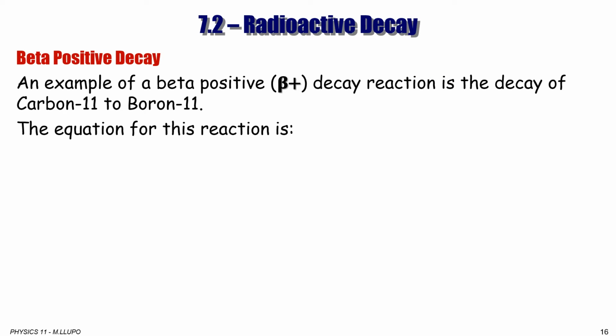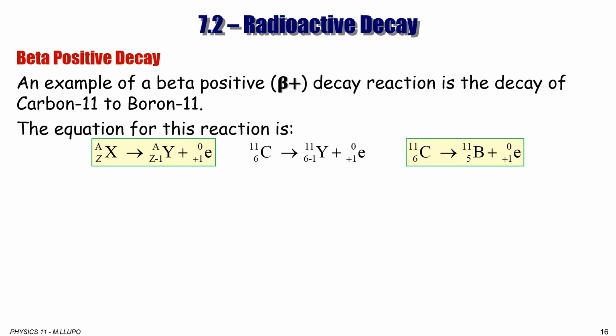An example of a beta positive decay reaction is the decay of carbon 11 to boron 11. The equation for this reaction is: X, a parent element with atomic mass A and atomic number Z, undergoes beta positive decay. So an electron-like particle with a positive charge is emitted. It's massless like an electron, but the charge is +1 instead of -1 as for an electron. That's why it's called a positron. And a daughter element with the same mass is formed, but with the atomic number reduced by 1. So carbon's atomic number is 6 and boron's is 6 - 1 = 5.